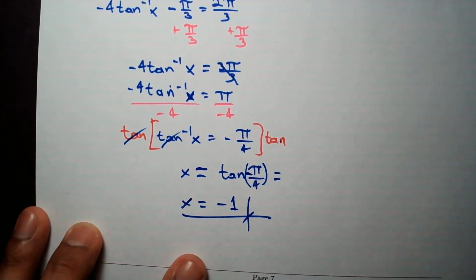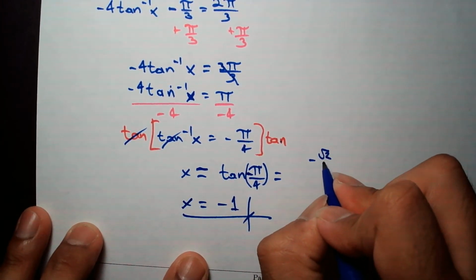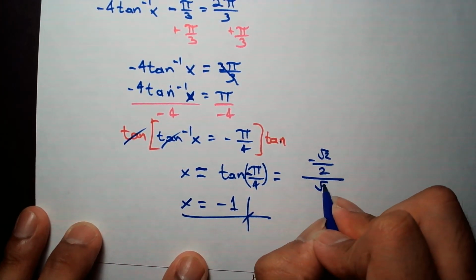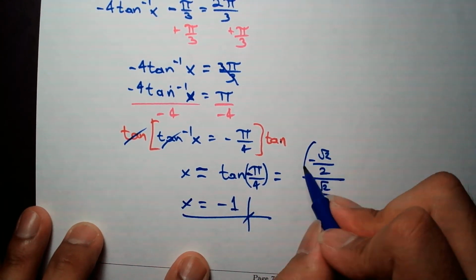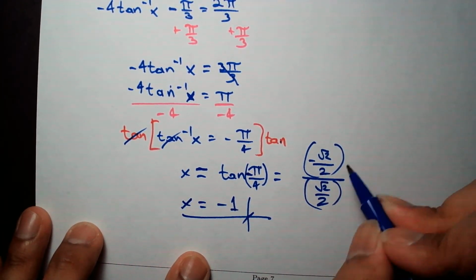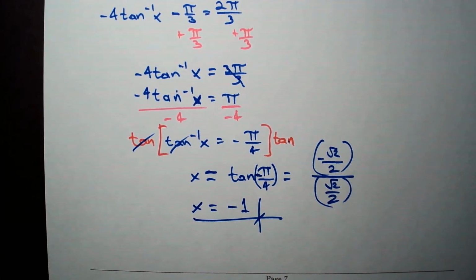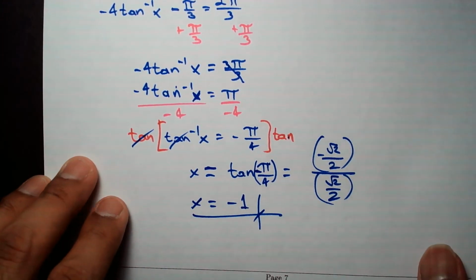Just in case you're curious, negative root of 2 over 2 divided by root of 2 over 2, they cancel, that's negative 1. And this is a good place to quit. I'll see you in the next video.